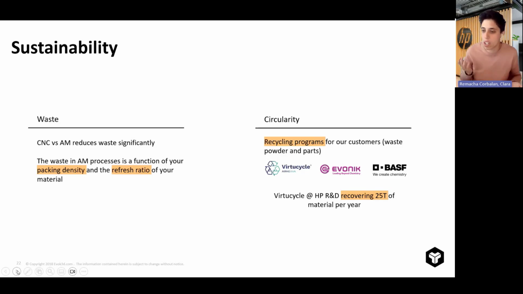So when considering the waste in additive, you need to take into account the relationship between your device, packing density, and refresh ratio.